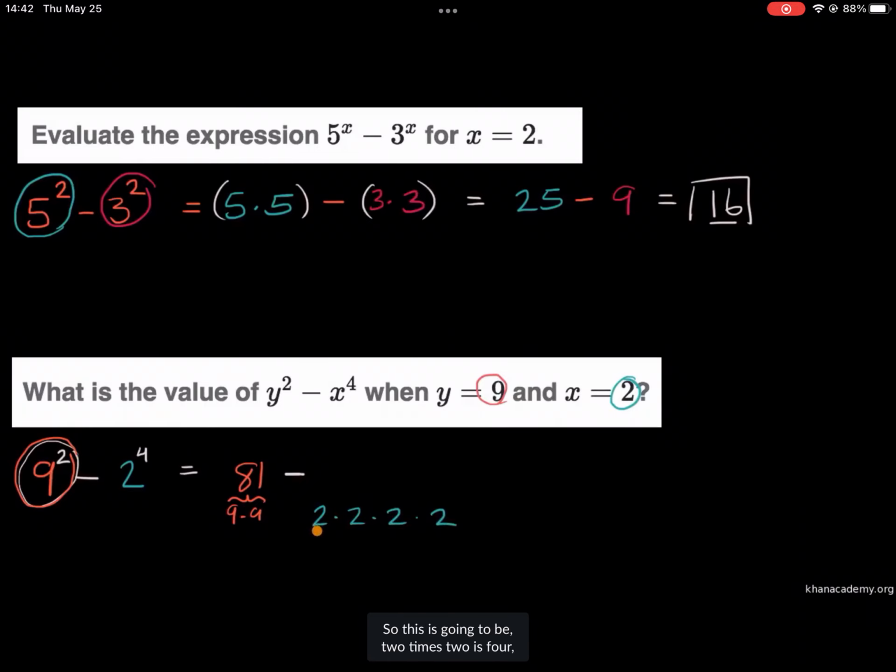So this is going to be 2 times 2 is 4. 4 times 2 is 8. 8 times 2 is 16. So it's 81 minus 16. Now, what is that going to be equal to? Let's see. 81 minus 6 is 75. And then minus another 10 is going to be 65. So there you have it. y squared minus x to the fourth, when y is equal to 9 and x equals 2, is equal to 65. And we're done.